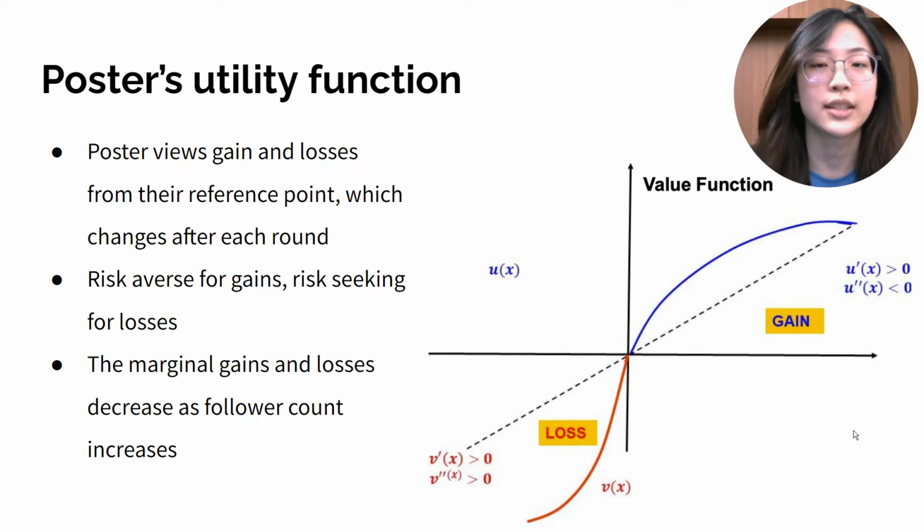After each round of posting, the current reputation score changes. This is the poster's utility function, and we see that posters are risk-averse past the reference point but risk-seeking before it, since the marginal gains or losses from followers responding to a post decreases with increasing responders. These gains and losses are felt more acutely near the reference point than farther from it.